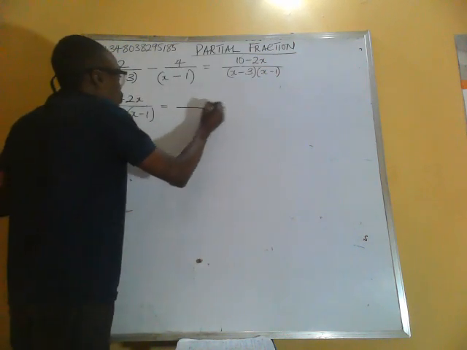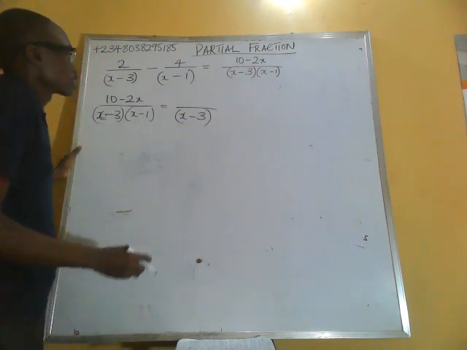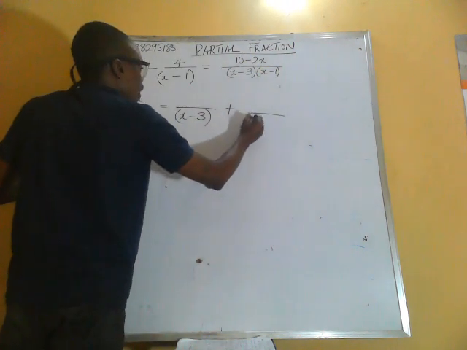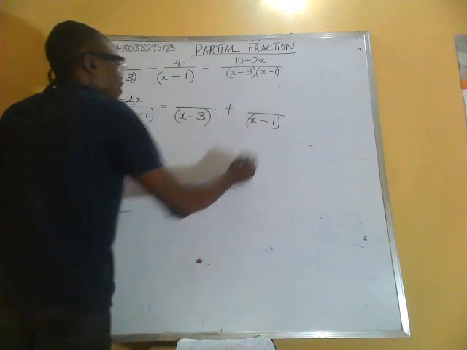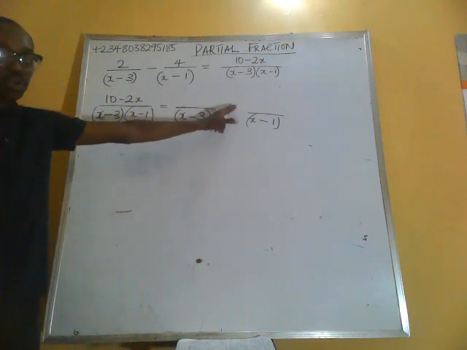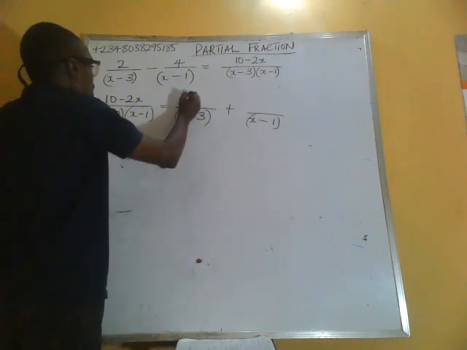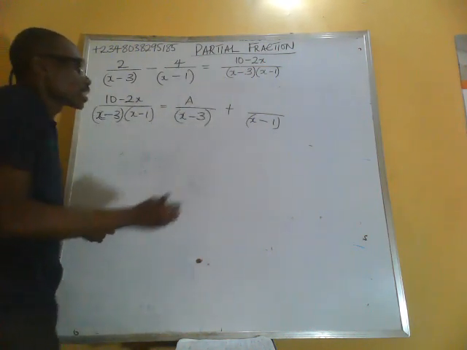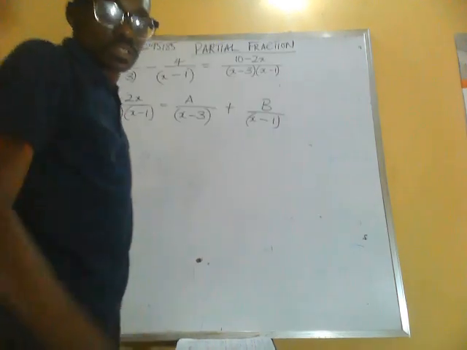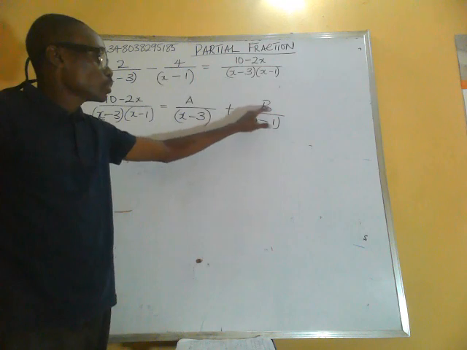So the first thing you're going to do, you have x minus 3, then plus, all over x minus 1. So this is what you're going to do. On this side, you have A. On this side, you have B. So you are going to write A over x minus 3 plus B over x minus 1.